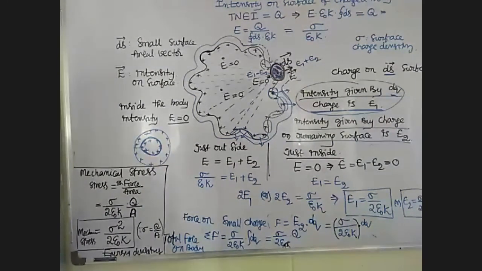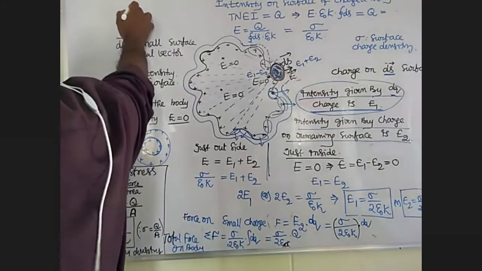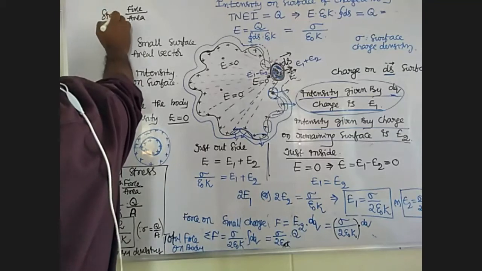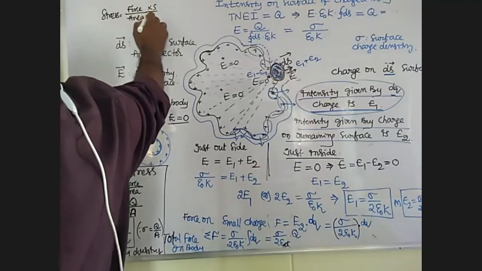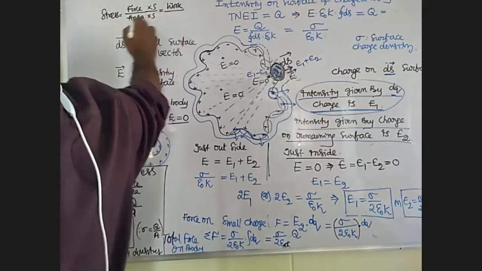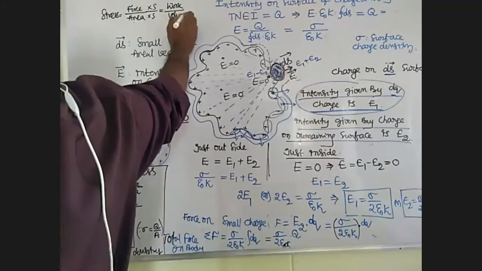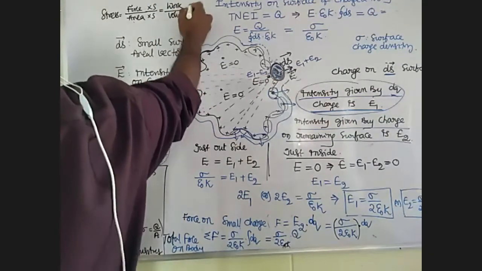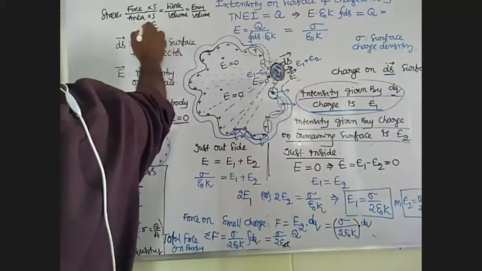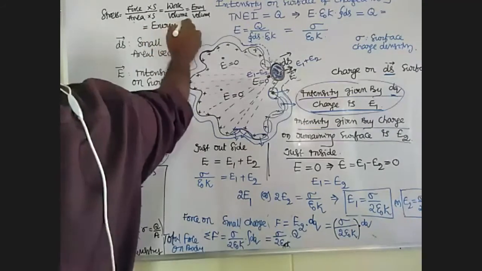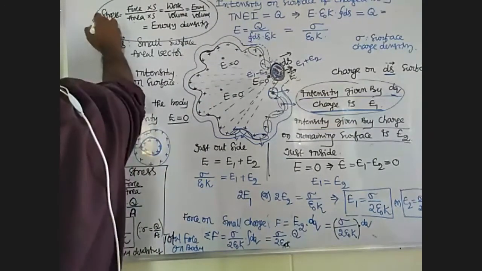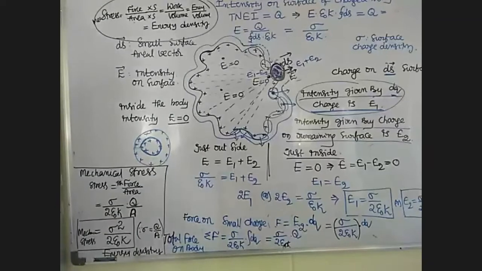Mechanical stress is nothing but energy density. Stress means force per area. Multiplying by displacement, force into displacement is work, and area into displacement is volume. Work upon volume is energy per volume, which is energy density. So mechanical stress is nothing but energy density.